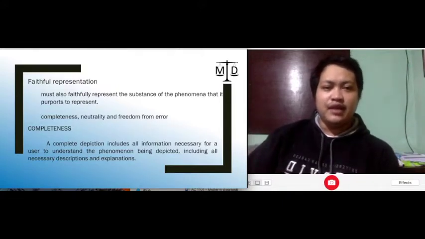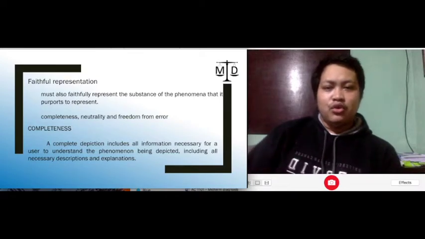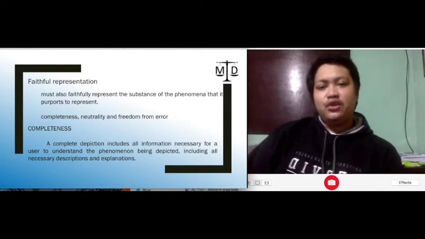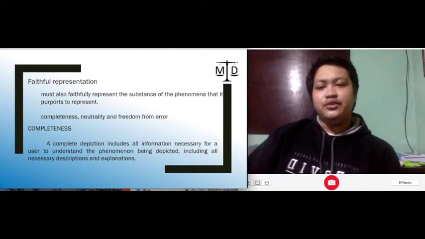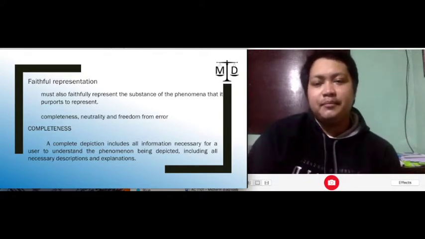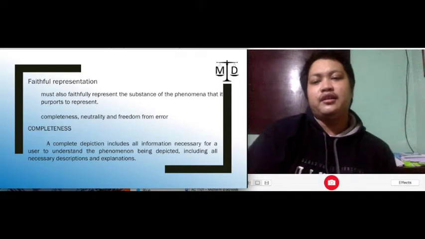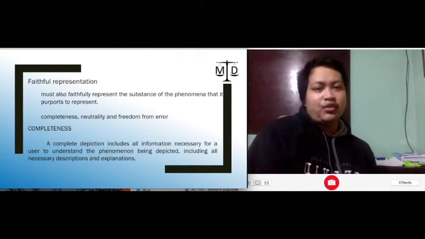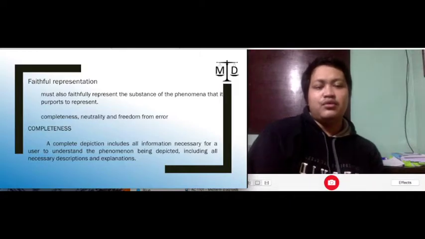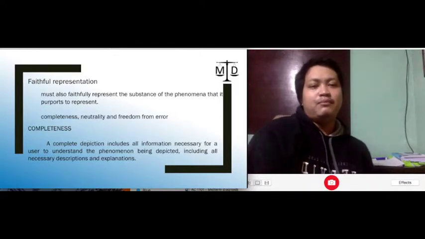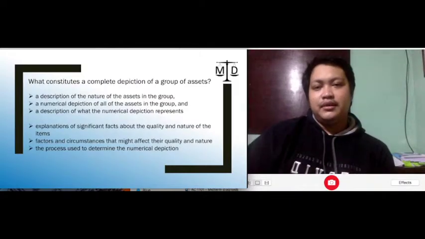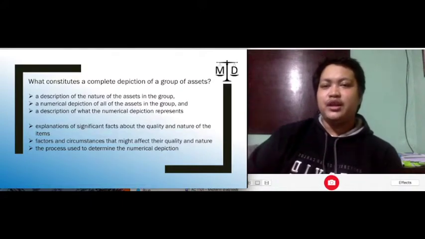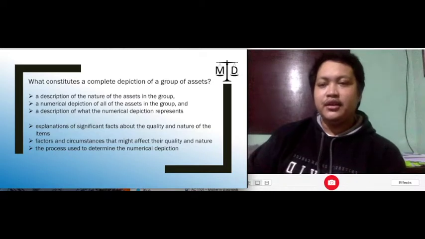survive accounting without studying. So, completeness: information is complete if it includes all information necessary for a user to understand the phenomenon being depicted, including all necessary descriptions and explanations. If you read this in the question, then definitely you can easily conclude that the answer here should be completeness. But how then do we apply the requirement of completeness? When can we say that a depiction is complete?